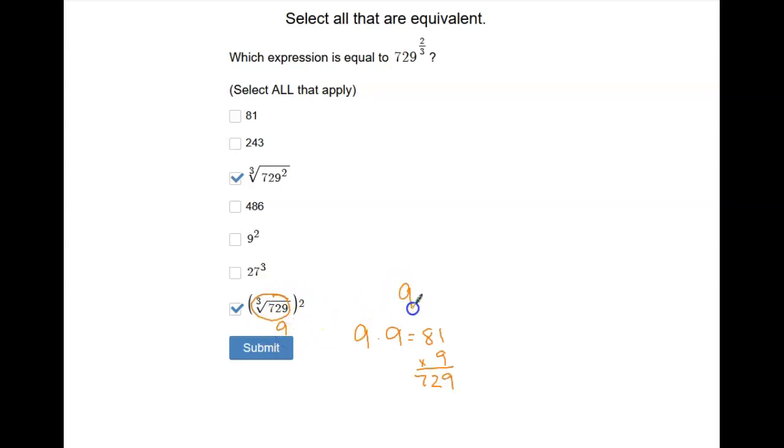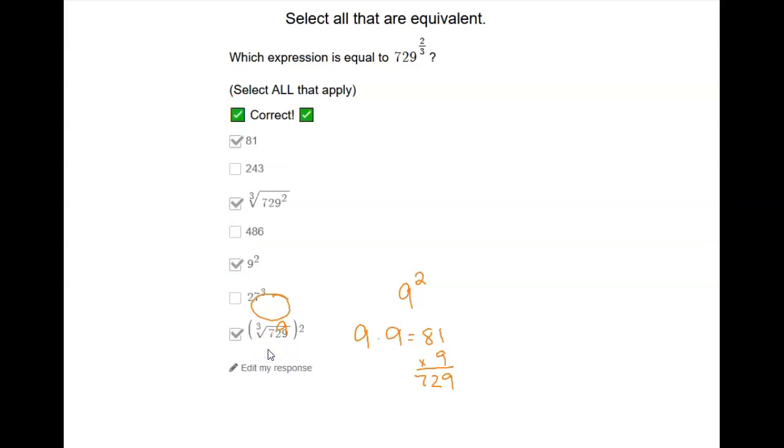So I could also say that 9 squared is equal to this right here. So I can see I've got 9 squared. Well, I also know that 9 squared is the same thing as 81. So these would be the 4 that are equivalent to 729 to the 2/3 power.